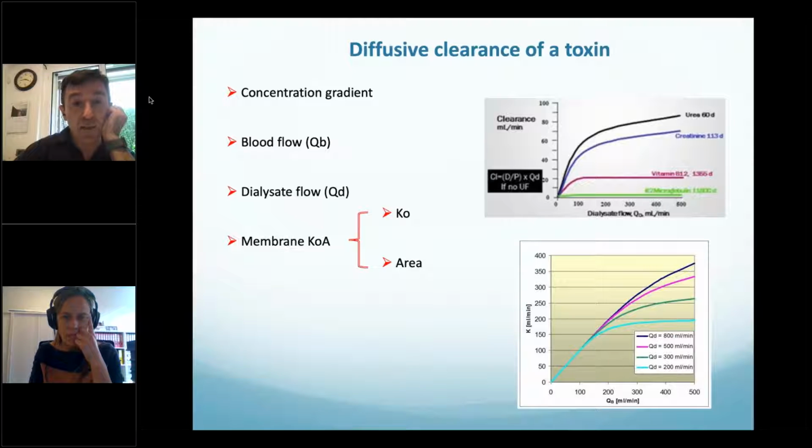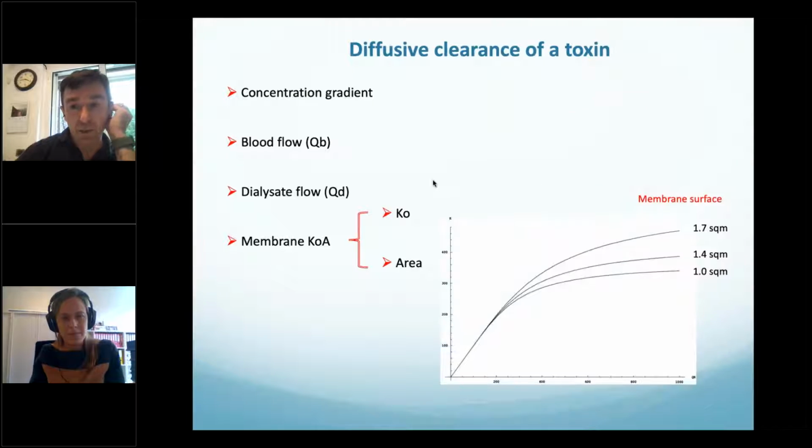K is the diffusion coefficient of a membrane, which basically expresses the permeability by diffusion of a specific membrane to a specific solute. It depends on the size and number of the pores and the thickness of the membrane as well. The area, the surface area, is important because the larger the surface, the higher the number of pores, and so the better the clearance for a specific blood flow.